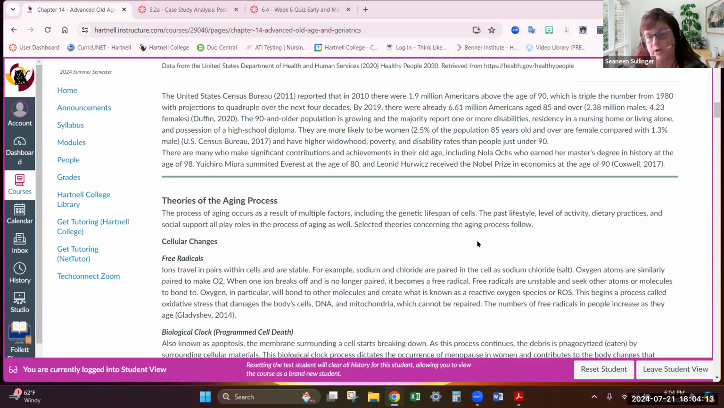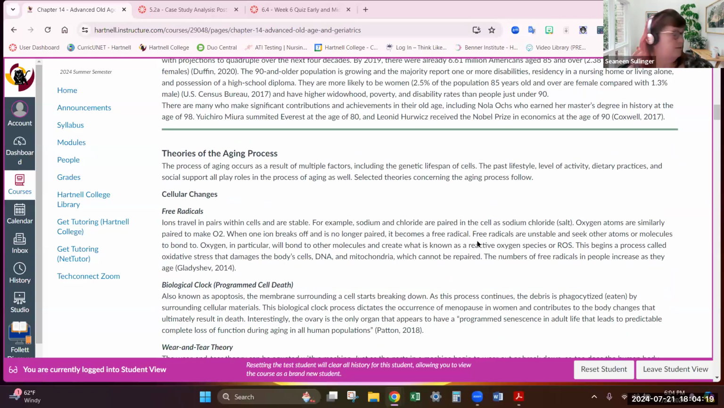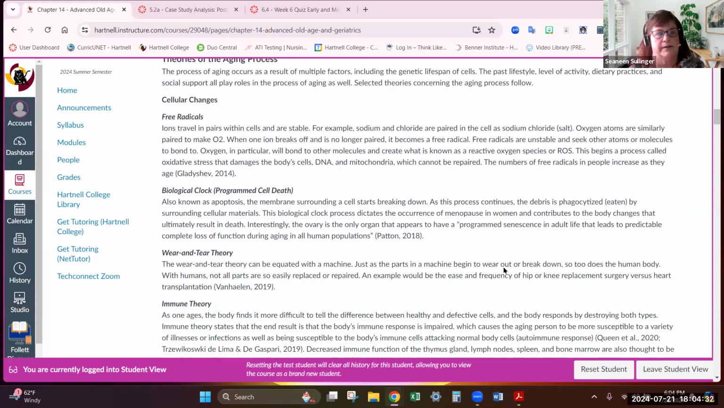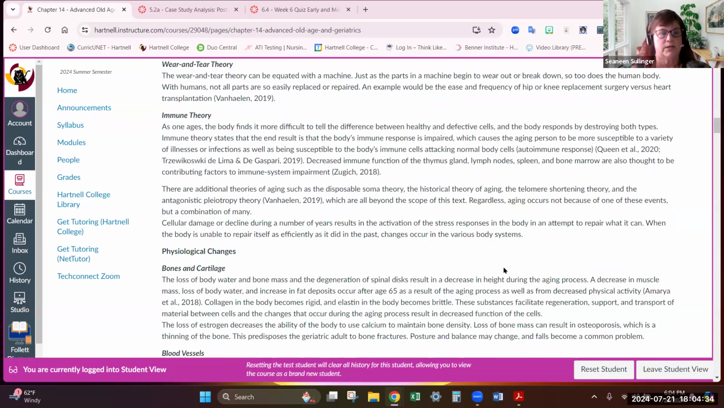Oh, theories of aging process. That was one of the things to look at in terms of cellular changes with cells. So I would know the free radicals and the biological clock and the wear and tear theory, just different ideas of why people age, immune theory. So take a look at those.